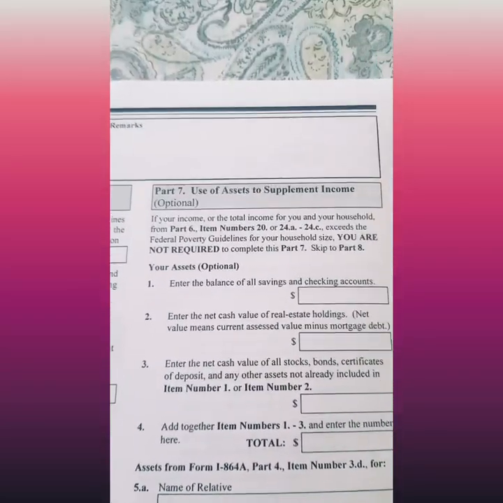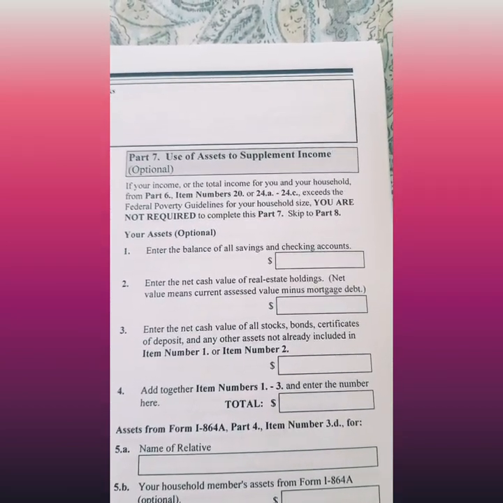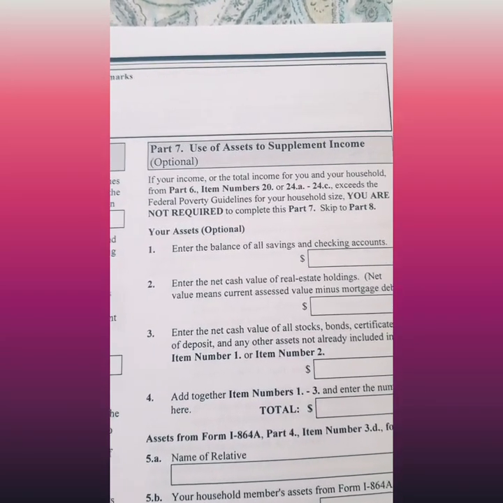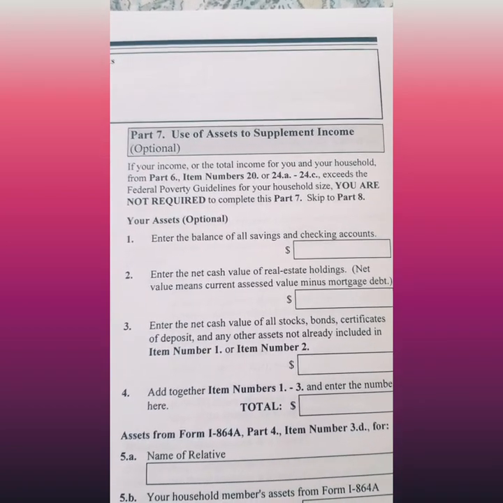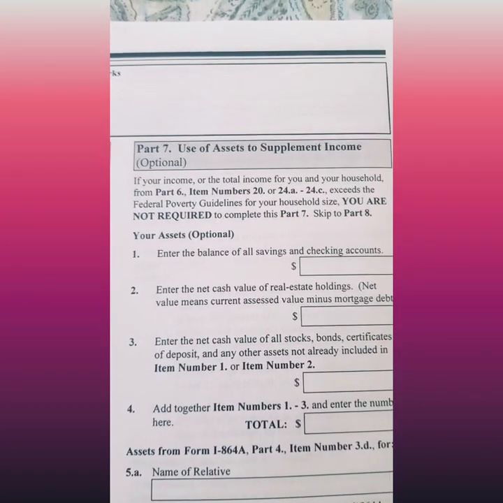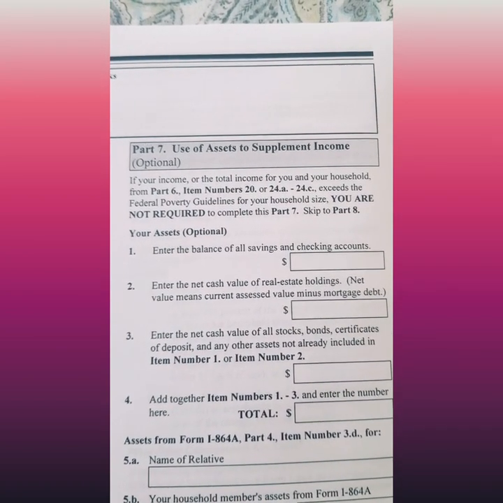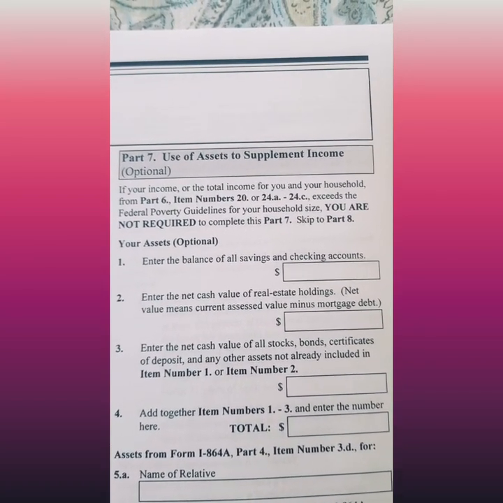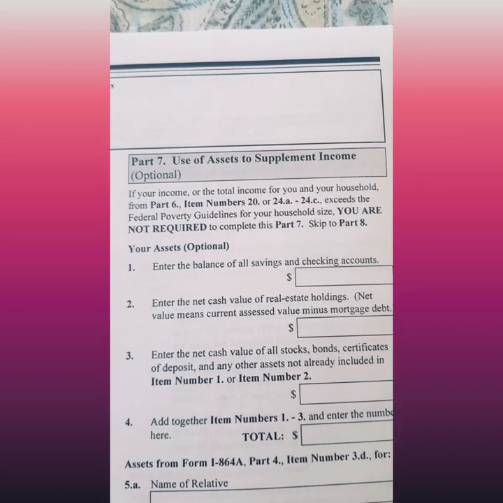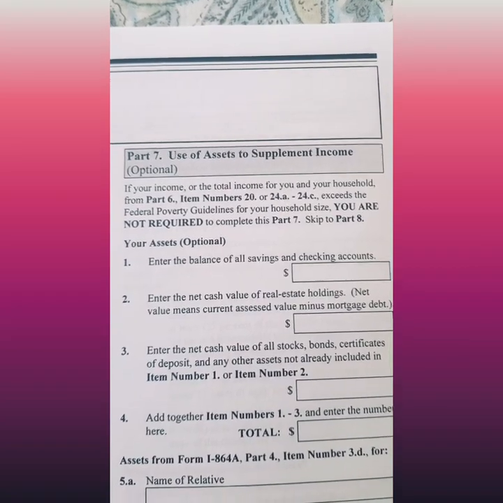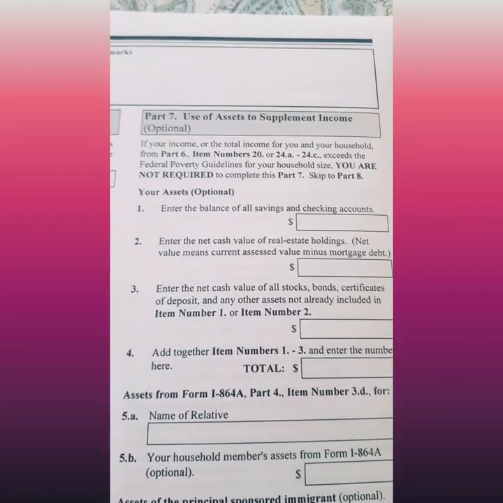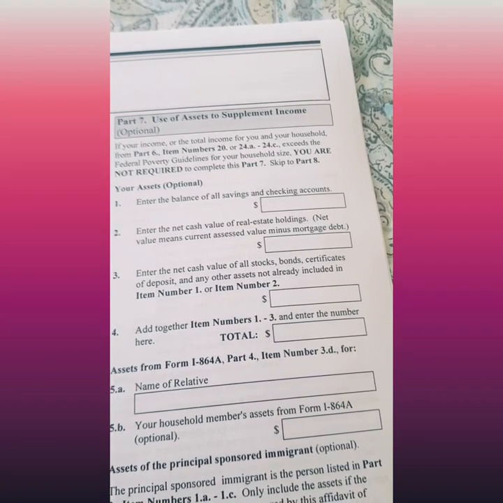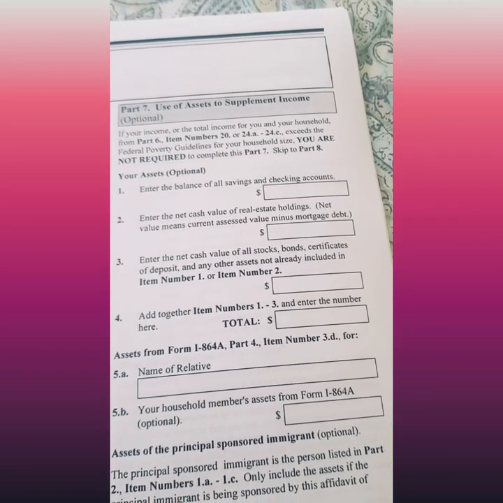Part 7 is talking about use of assets to supplement income. This is optional. This is talking about if your income, or the total income for you and your household, for Part 6, item 20 or 24A or 24C exceeds the federal poverty guidelines for your household size, you are not required to complete this Part 7. Skip to Part 8. So this is for those people who use their assets to supplement their income.